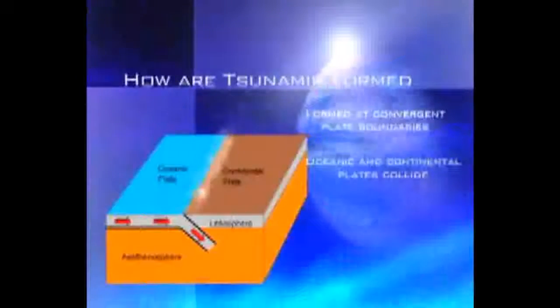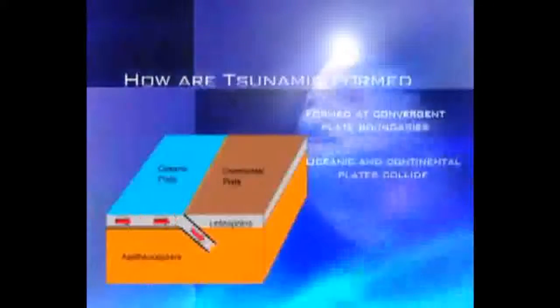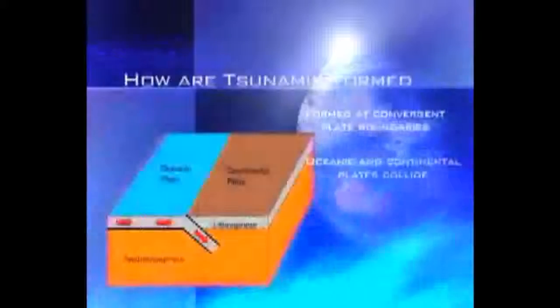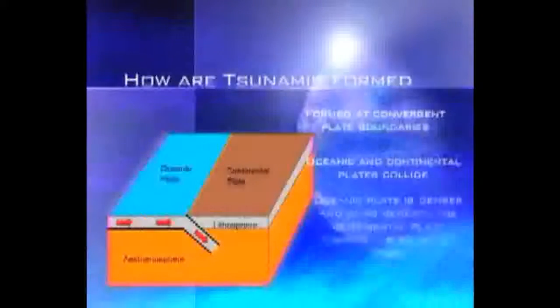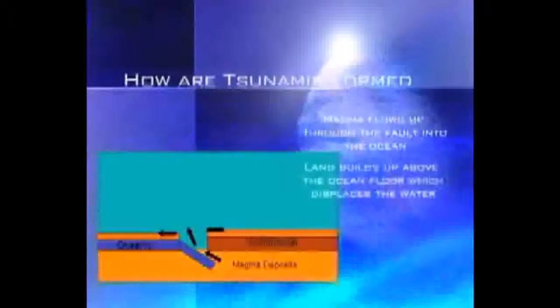Gradually, as the crust overpowers the rock, the fault slips. The denser oceanic plate slips beneath the continental plate, forming what we call the subduction zone. As the oceanic plate descends, magma begins to flow up through the fault and is released into the ocean, building up land above the sea floor. This displaces the water as the depth is rapidly reduced, forcing it to flow away to regain equilibrium.